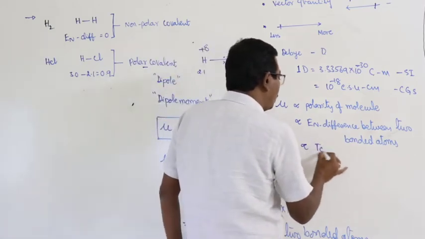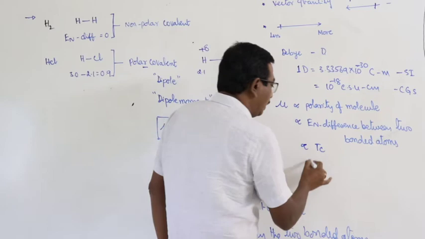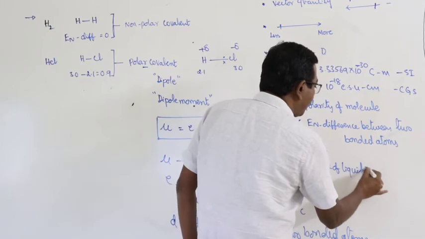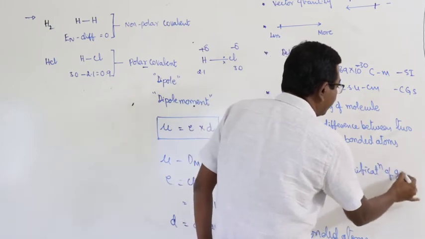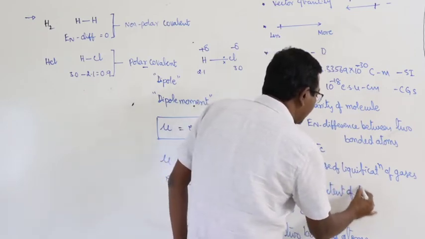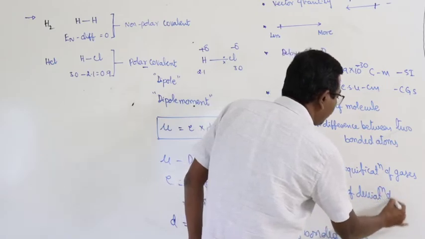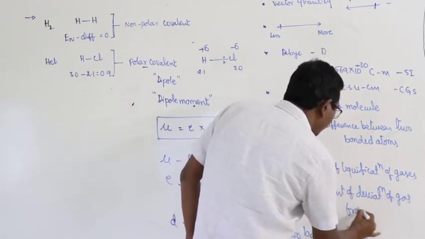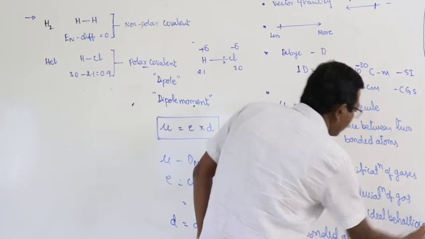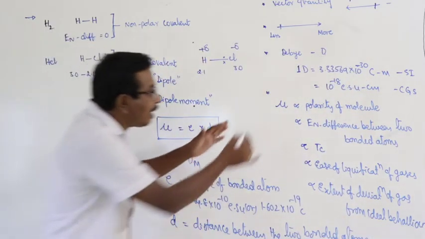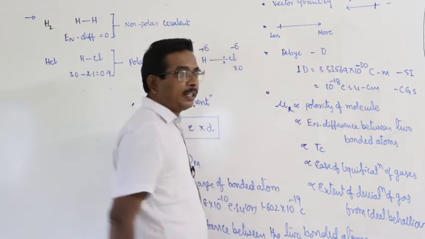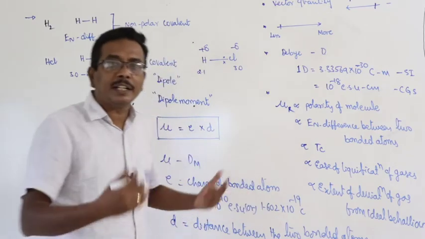Dipole moment is directly proportional to critical temperature, directly proportional to ease of liquefaction of gases, directly proportional to extent of deviation of gas from ideal behavior. These are all interlinked. Dipole moment is directly proportional to polarity of the molecule. Greater the dipole moment, greater will be the polarity of the molecule.